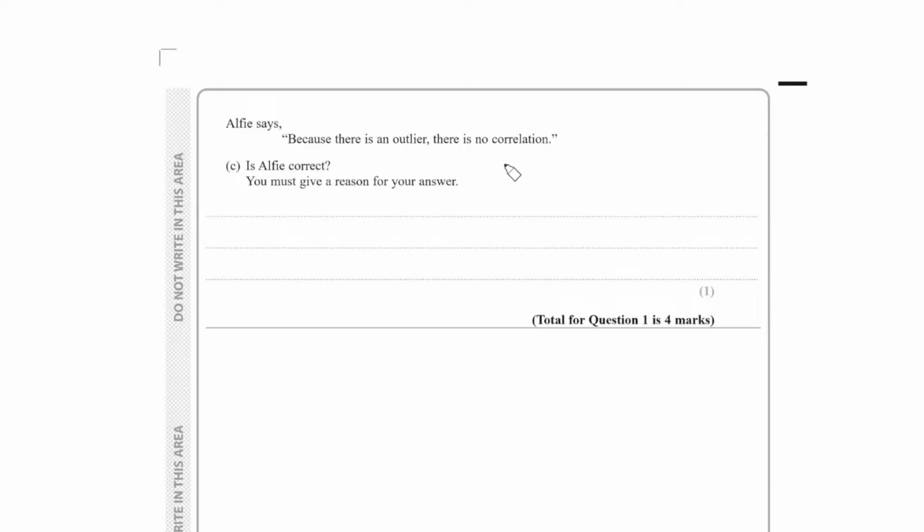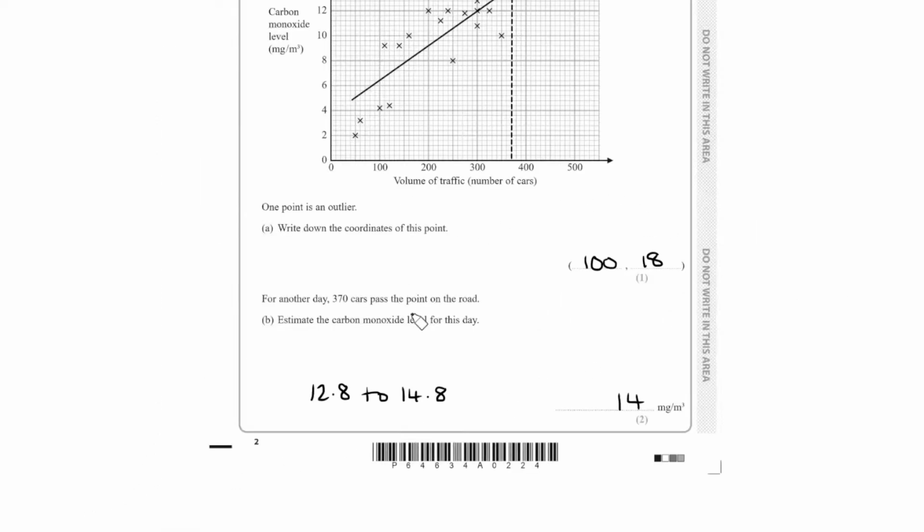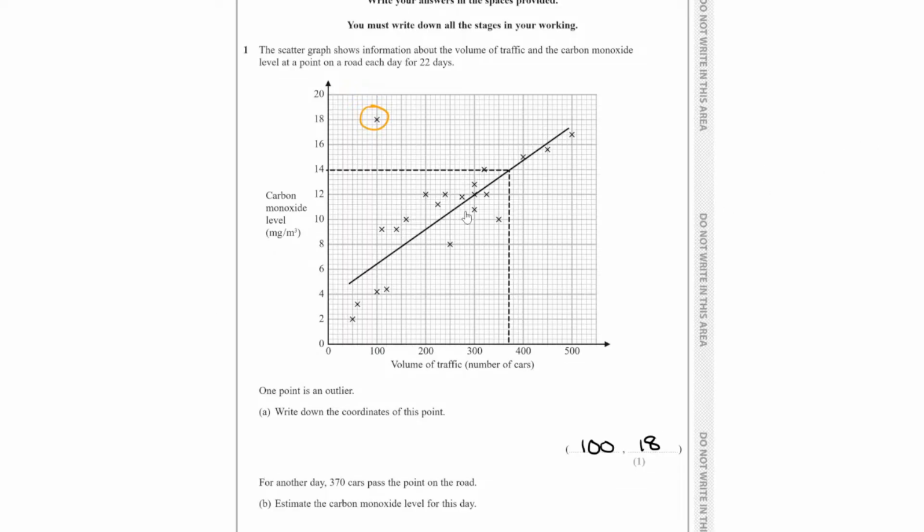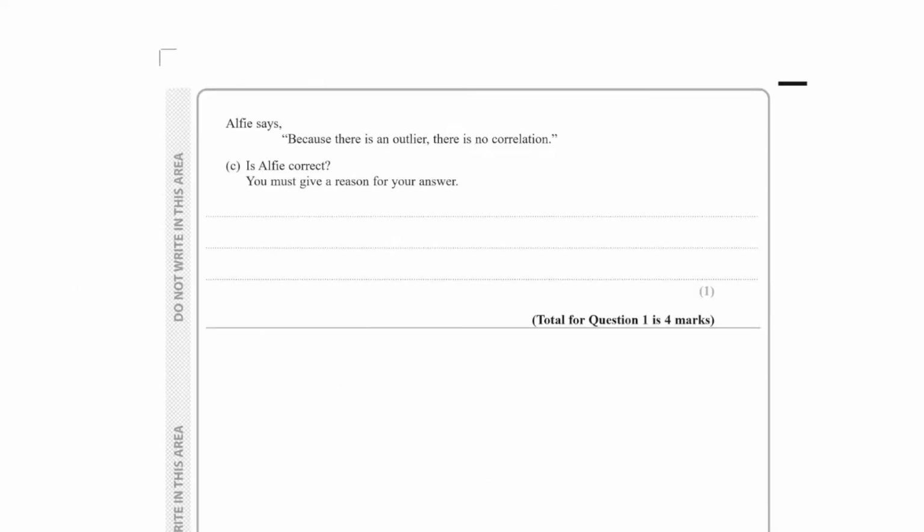So obviously, if we look back, you can clearly see that there is a correlation, even if you just ignore the outlier. There is clearly a correlation because we've been able to draw a line of best fit as well. There are multiple different ways you can say it, as long as you say no, or he is wrong. They've given loads of options. You can say there is positive correlation. That's basically one of their exact examples.